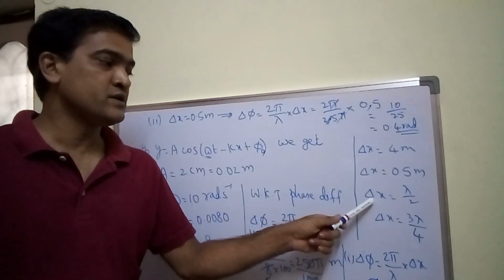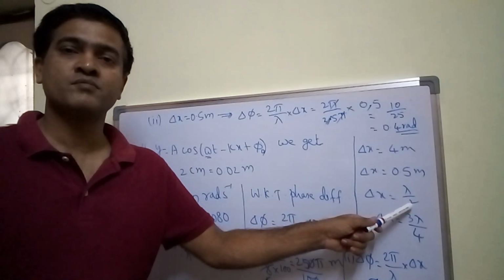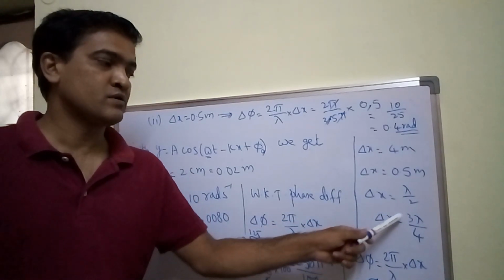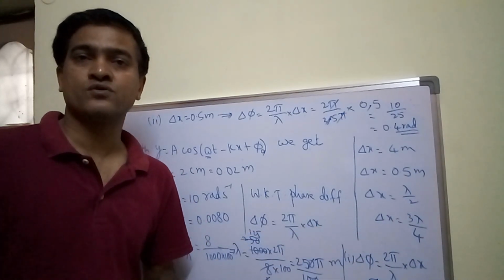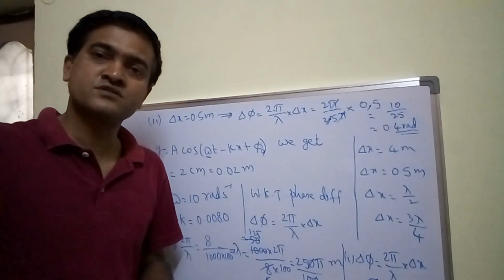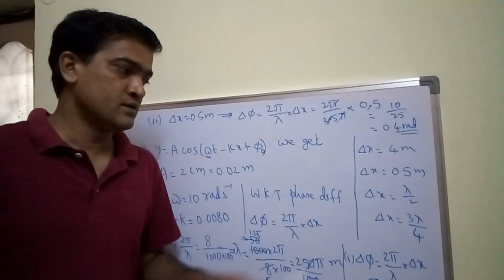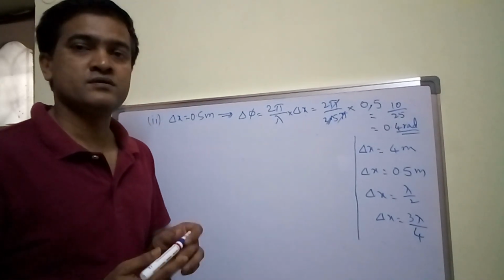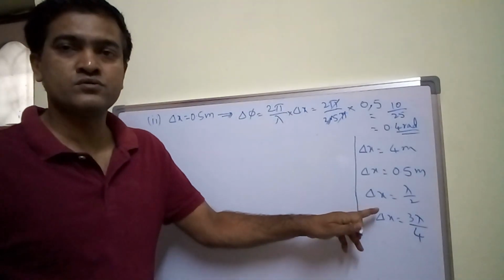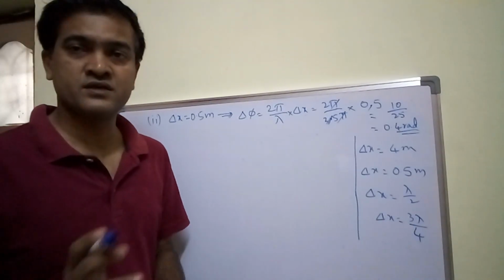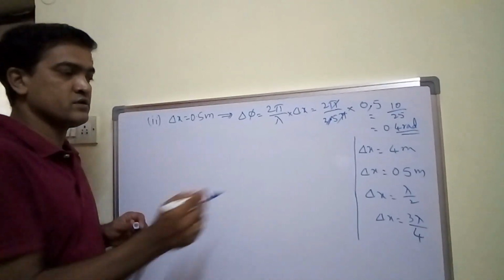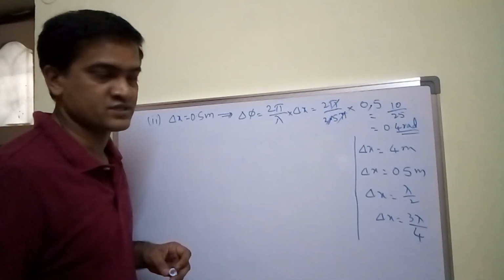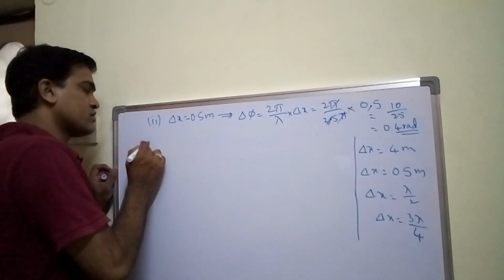Similarly, third bit is delta x is equal to lambda upon 2. Fourth bit, delta x is equal to 3 lambda upon 4. Can you do this? Try this. Let me do the fourth one. Third one you try, because 4 bits are there. I am doing 3, so I'll give one as your exercise. So let me do fourth one.